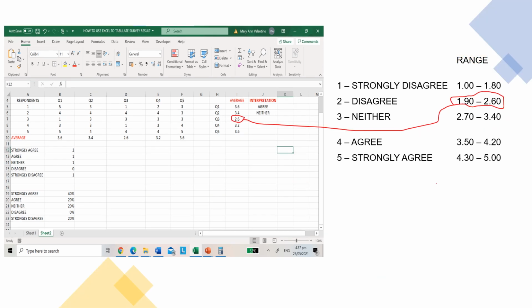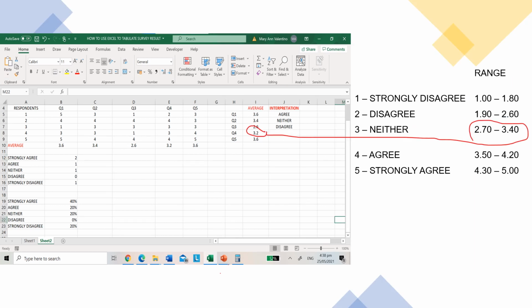For question 3, the average is 2.6. Then look at your range. 2.6 falls to 1.9 to 2.6. Our interpretation for question 3 is disagree. For question 4, our average is 3.2. Then look at your range. It falls on 2.7 to 3.40. Our interpretation for question 4 is neither.